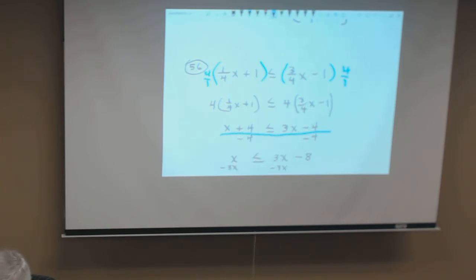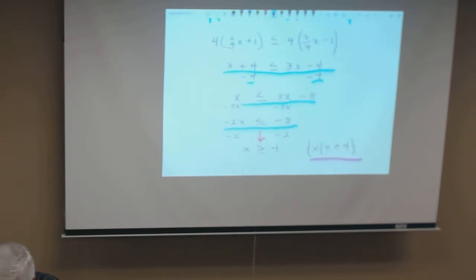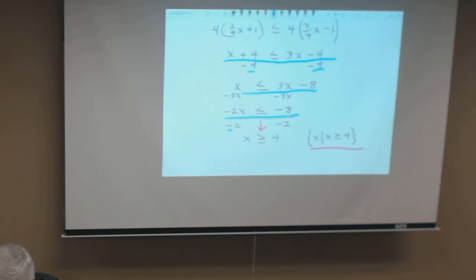So then I minus 4, minus 4. Now I have x is less than or equal to 3x minus 8. That gives me negative 2x is less than or equal to negative 8. And divide by negative 2, and that reverses the sign. X is greater than 4. And there's my solution set that they want me to give.